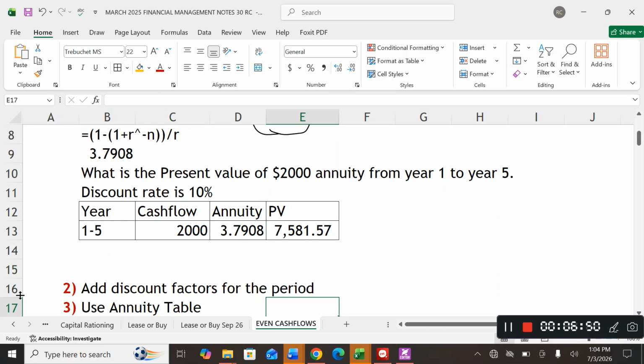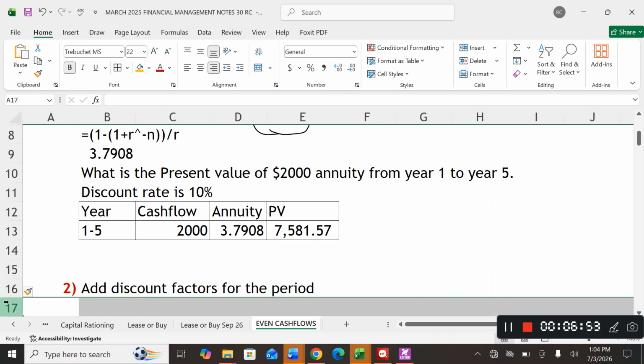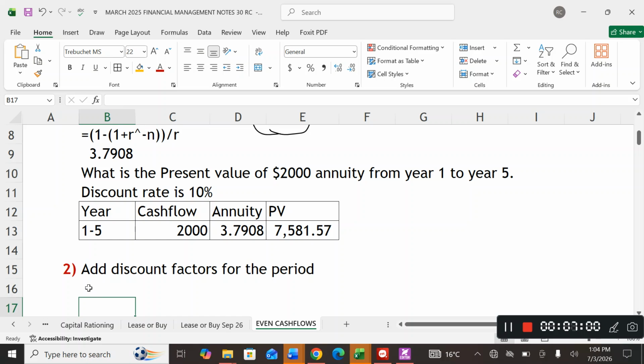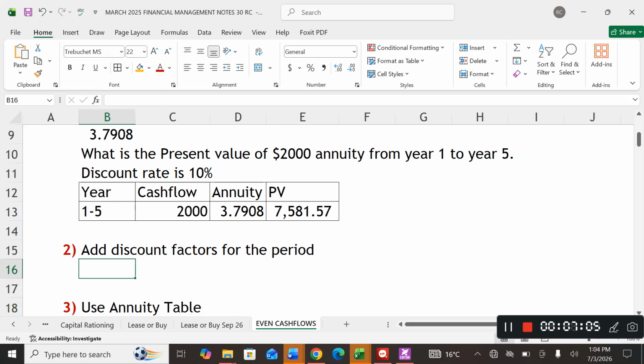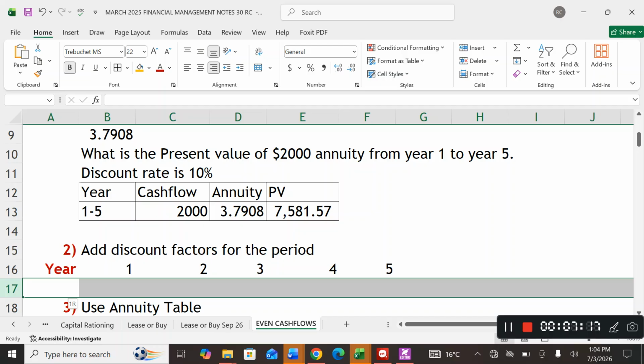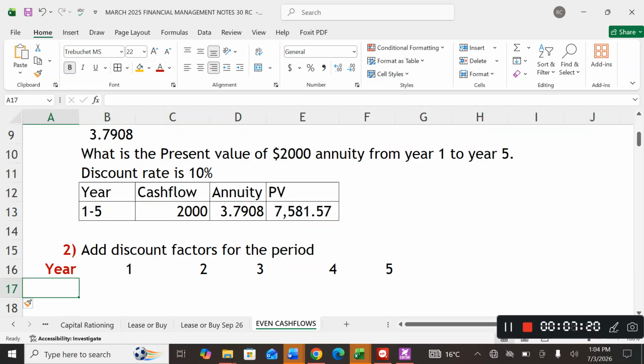So let us look at a situation where you are not comfortable coming up with an annuity factor this way. You can actually lay out your discount factors from year 1 up to year 5. I'm going to have my years here, year 1, since I want to start from 1, 2, 3, 4, 5, and discount factor. I just need to put in my discount factors at 10%.